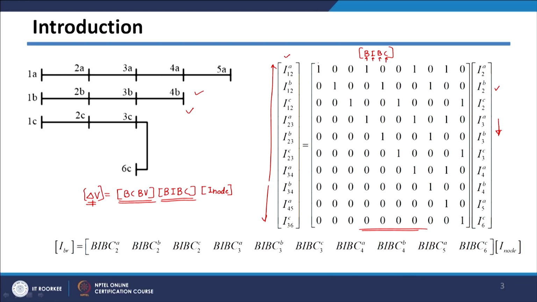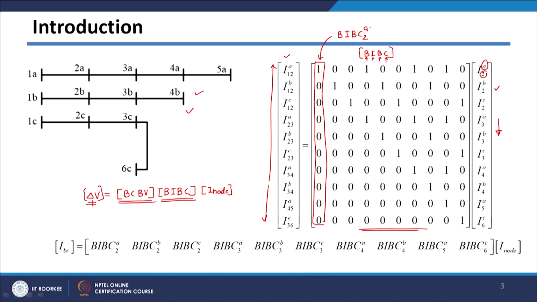Now, for short circuit analysis I am just modifying this BIBC matrix, not exactly modifying, only defining it in a different way, so that each of these columns will be defined separately. Say this is the first column, which corresponds to node number 2 and phase A. That is why I am calling this column BIBC, since it corresponds to node 2 and phase A. So, it will be called BIBC with subscript 2 and superscript A.